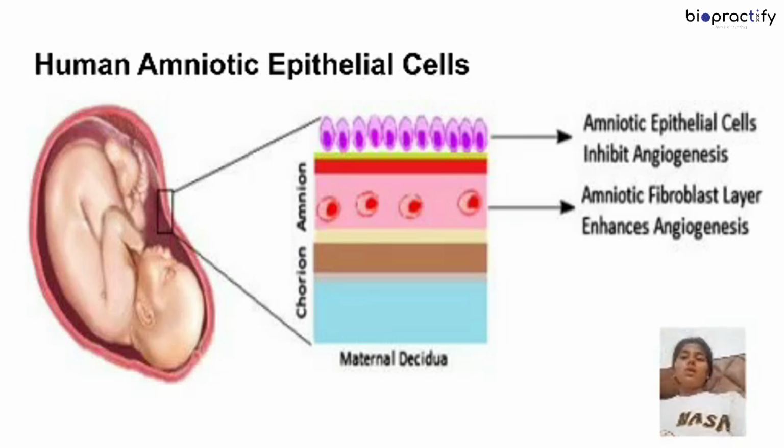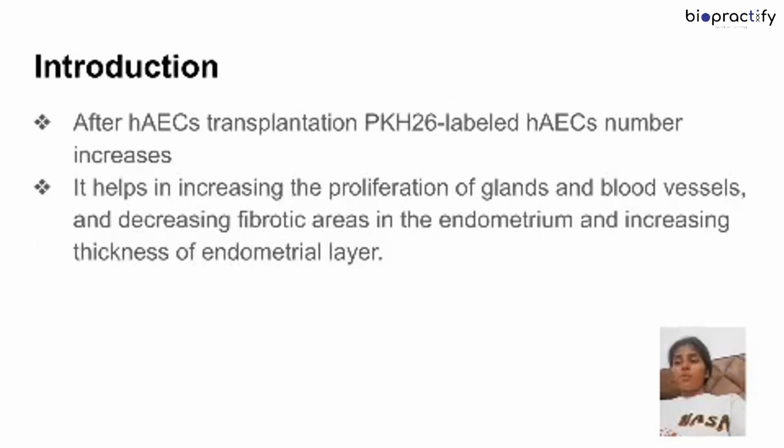So what are human amniotic epithelial cells? These are stem cells which can regenerate by themselves. This is the maternal decidua, chorion, and amniotic epithelial cells, which inhibit angiogenesis. The amniotic fibroblast layer enhances angiogenesis. So, introduction.